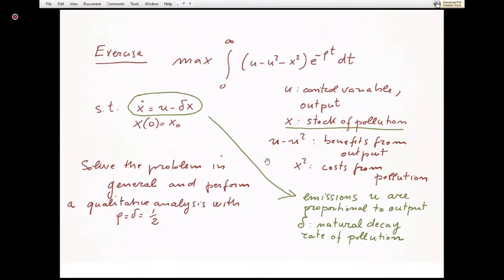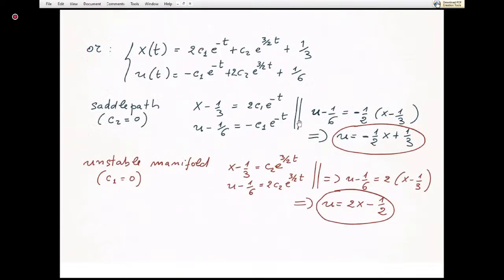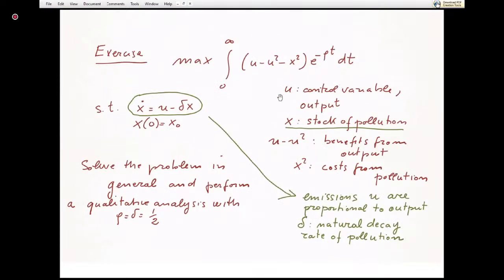This is another example that results in the same map, so in the same dynamical system, but it has a very different meaning. I would like you to try to solve it alone, to derive the dynamical system by yourself. The equations are formally the same, but the meaning is completely different. Now, what is in the objective function is u minus x squared, that is, the control variable minus x squared, okay? And here we have x dot equal to u minus delta x.